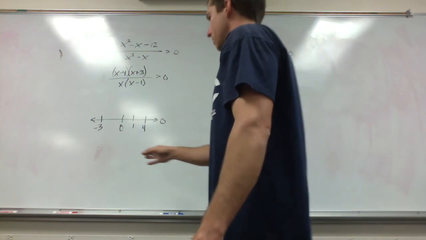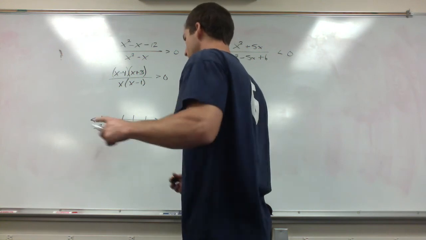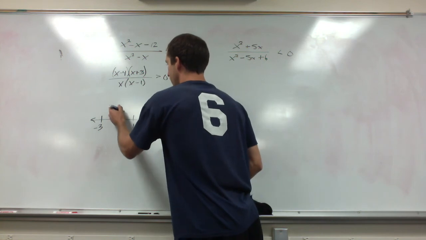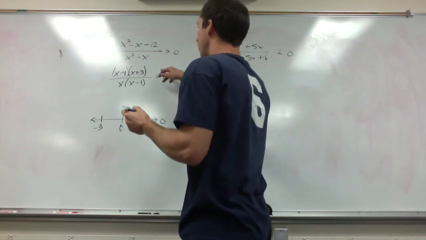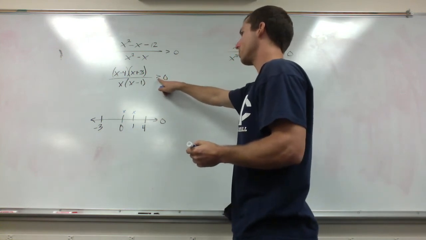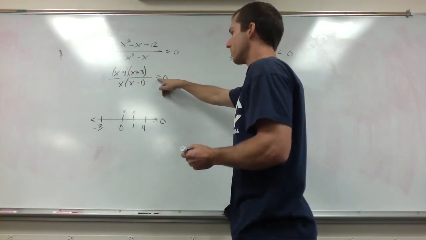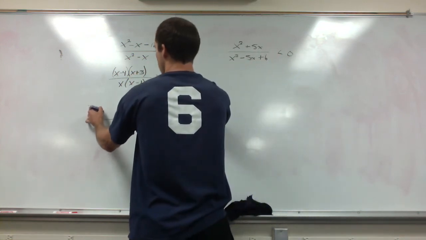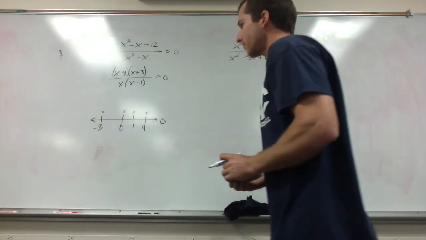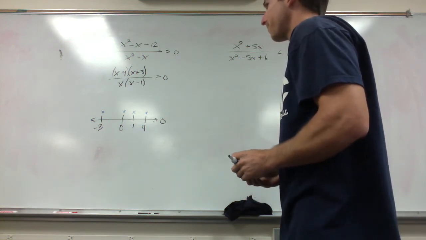I think what I'd do next is just figure out if any of these are going to work. We know 0 and 1 are no good because those are going to make the denominator 0. Those are not going to work no matter what type of sign you have here. If this was greater than or equal to, then I would include the negative 3 and the 4, but since it's strictly greater than, these are not going to work either. Negative 3 and 4 make the numerator 0. 0 is not greater than 0, so again, I'm not going to include those.